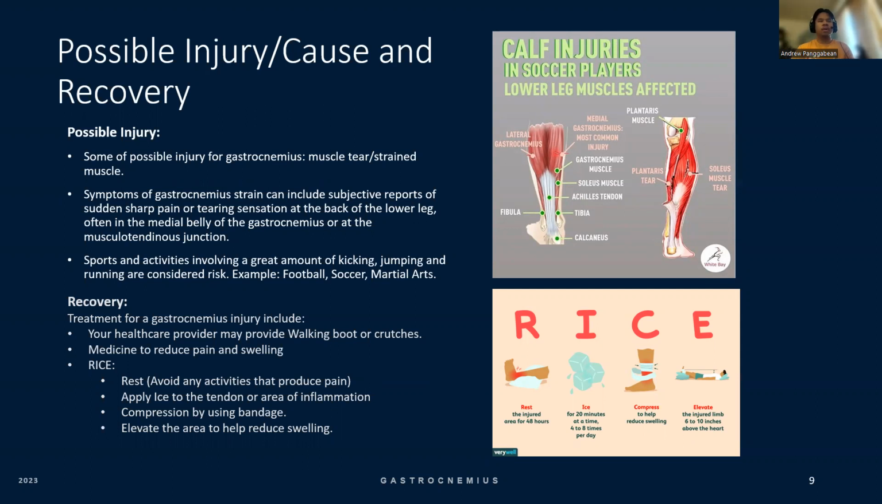And then the recovery. Some treatments that I chose for gastrocnemius injury include: your health care provider will give you walking boots or crutches to protect your leg while you're in recovery. Second, usually you can use medicine to reduce the pain and swelling. And next will be RICE, which is rest, apply ice, use compression, and elevate the area to help reduce the swelling. This picture shows an example of what RICE is.